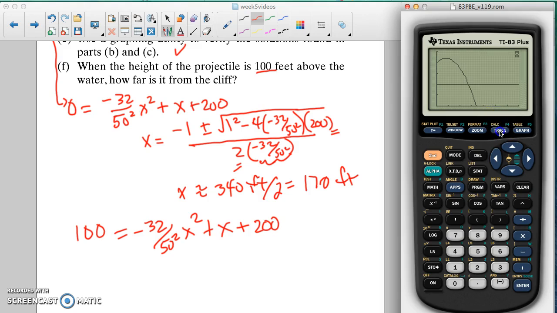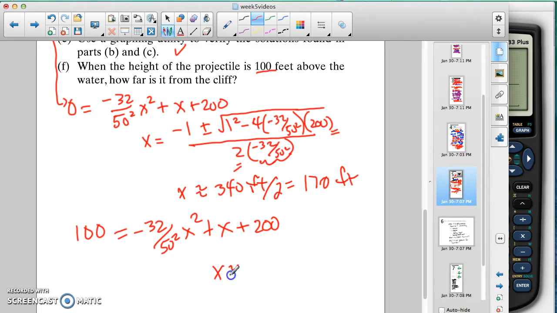So we'll calculate the intersection point, and we'll choose the first curve as y1, and the second curve as y2. We're going to move our intersection point closer to where we think it is. That's about right. And so my answer is approximately 135.7 feet. So x is approximately 135.7 feet from the cliff when it's 100 feet high.